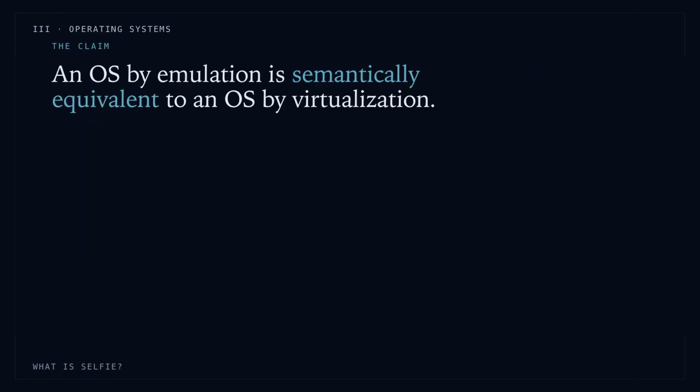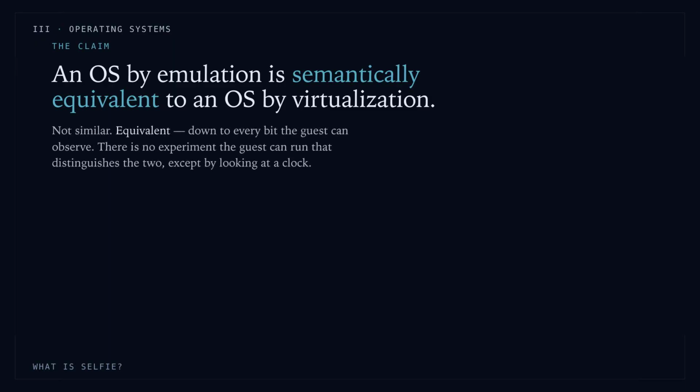And here is the claim. An operating system built by emulation is semantically equivalent to one built by virtualization. Not similar. Equivalent down to every bit the guest can observe. There is no experiment the guest can run that tells them apart except by looking at a clock.